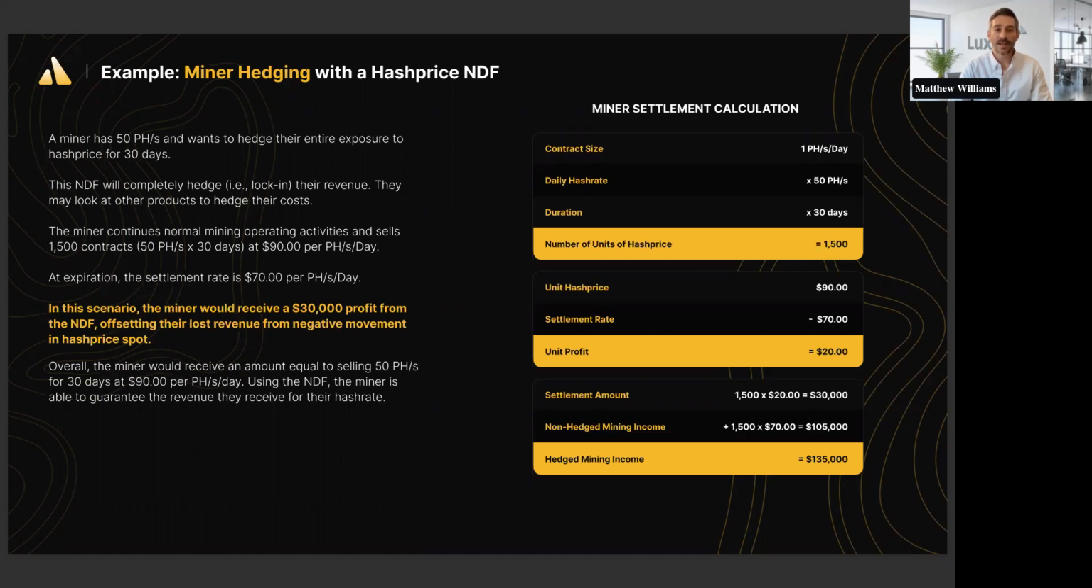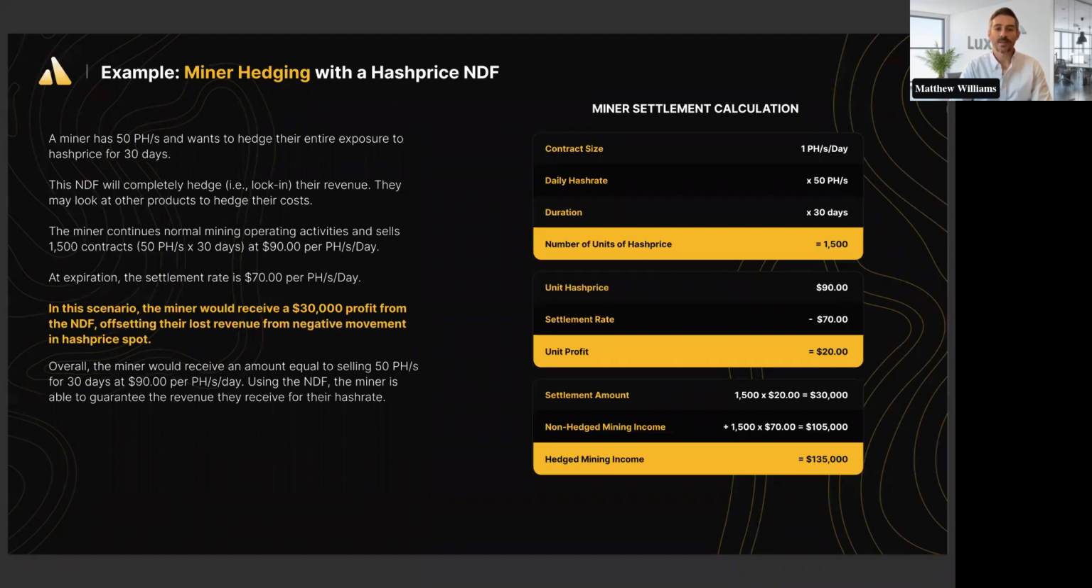Since hash price is a function of Bitcoin price and difficulty, as well as block rewards and transaction fees, using Luxor's Hashprice NDF will completely hedge their revenue exposure. However, it is important to note that Luxor's Hashprice NDF does not hedge the miner's power cost exposure in this scenario, and the miner may opt to hedge this risk with other energy derivatives.